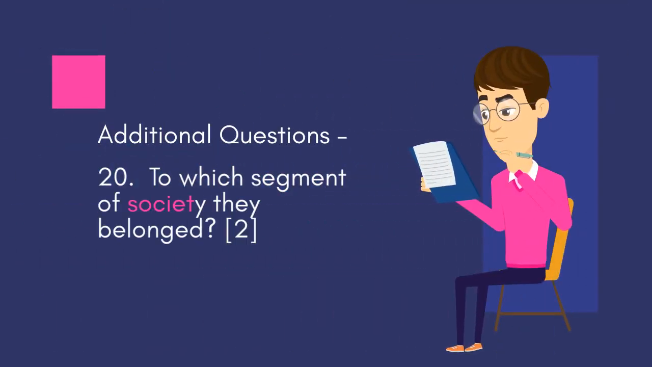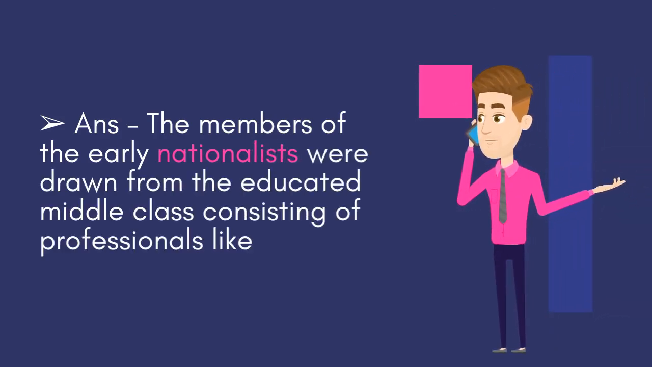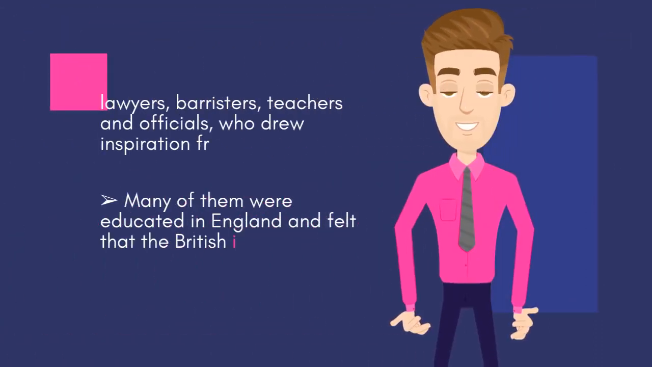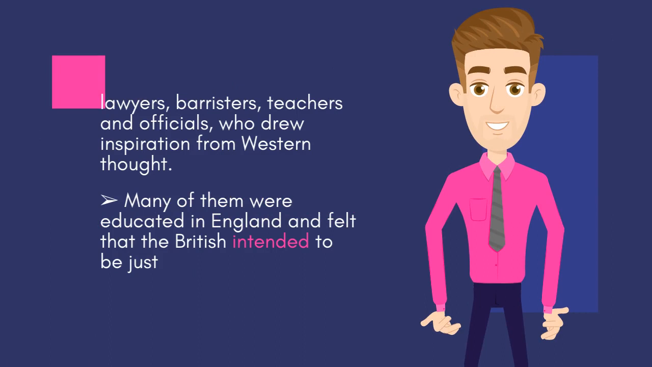Additional questions. 20. To which segment of society did they belong? The members of the early nationalists were drawn from the educated middle class consisting of professionals like lawyers, barristers, teachers and officials, who drew inspiration from Western thought.